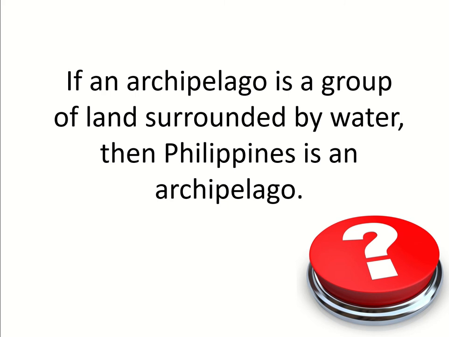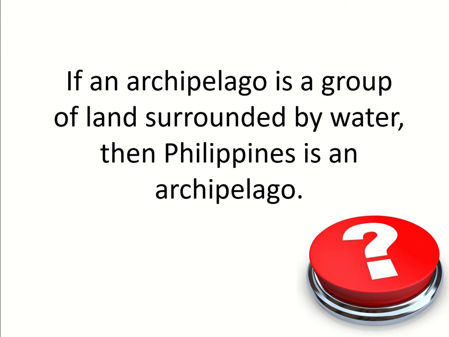The last example will be: if an archipelago is a group of land surrounded by water, so that is a fact, then Philippines is an archipelago. So your hypothesis here is an archipelago is a group of land surrounded by water, so that statement is a fact, okay? Since Philippines is a type of land surrounded by water, we can say that Philippines is an archipelago. So this statement is true, okay?